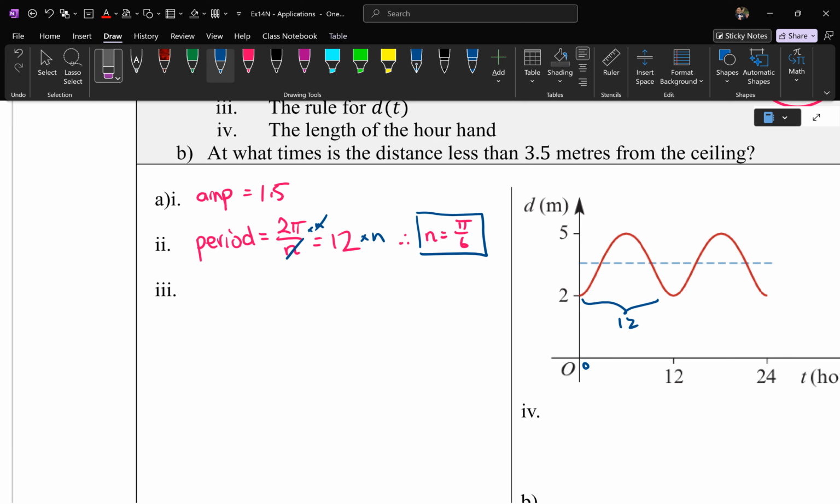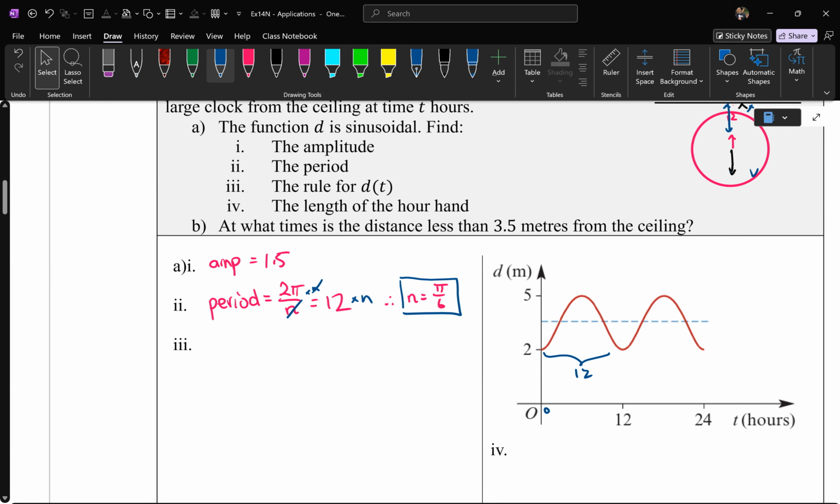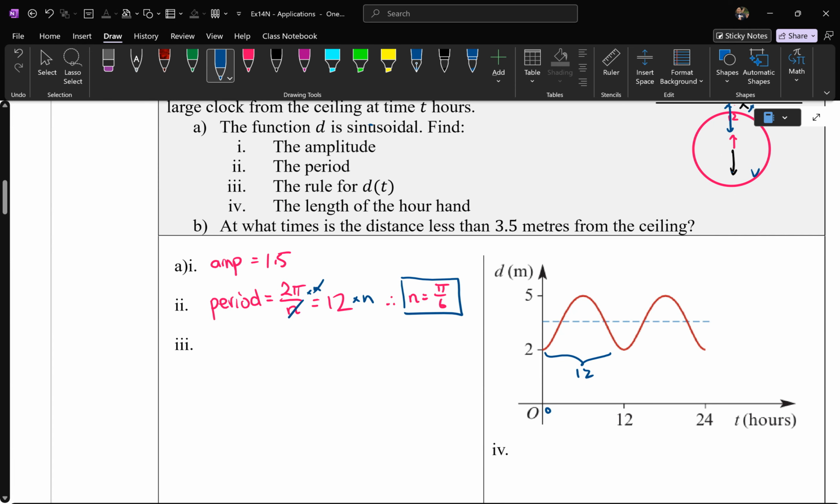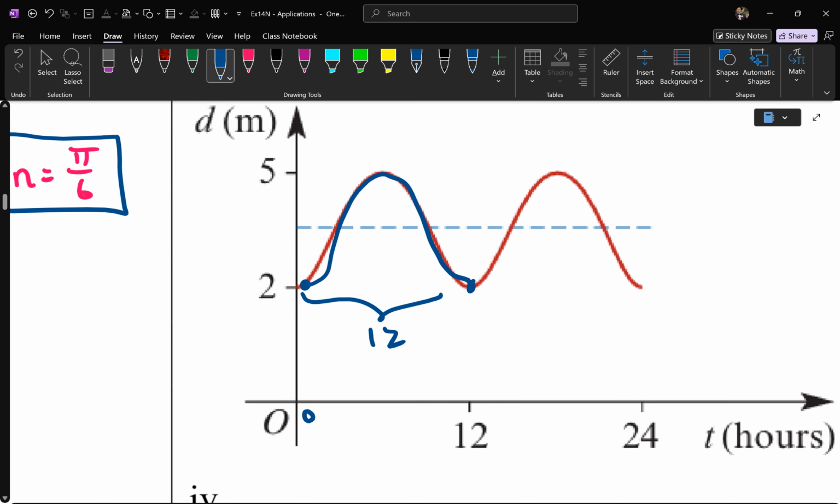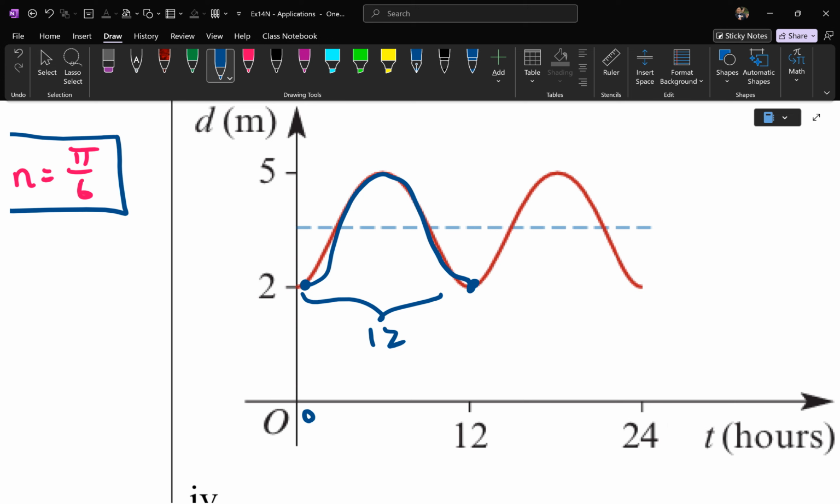So now we've got the period. Now they told us to find the rule, but they also said the function is a sinusoidal, because you could have taken it as a cosine as well. I mean, look at this. This looks like a cos graph, but just flipped. So you can take it as cosine. That's why they had to tell you it's a sine function.